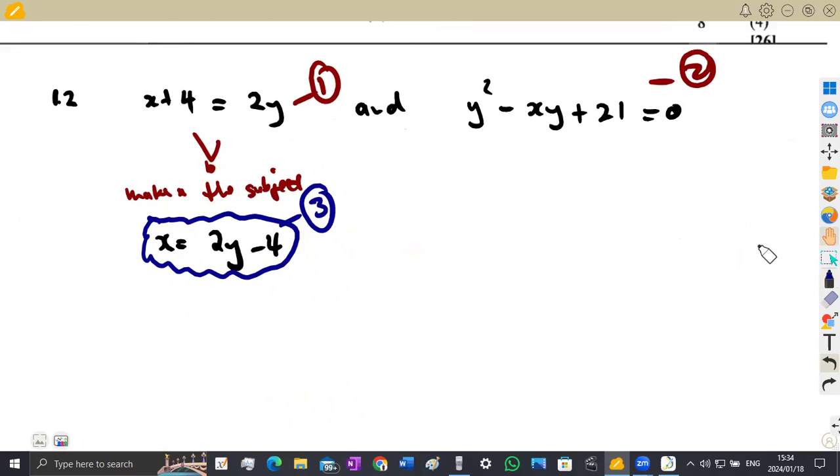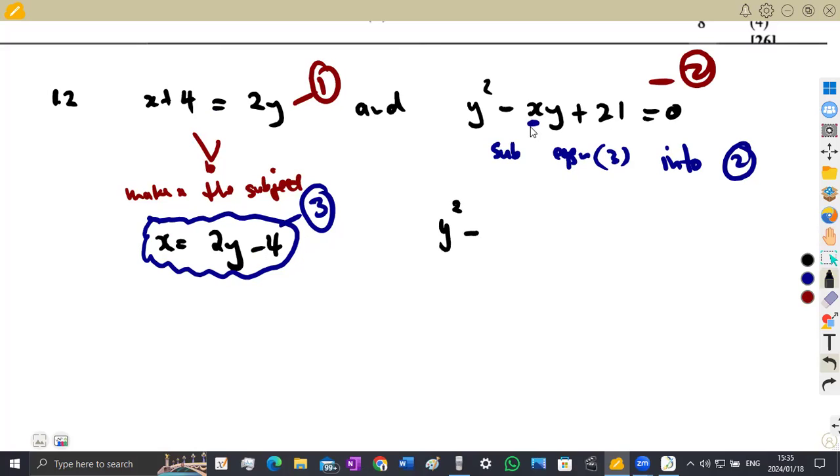No. You are going to substitute equation 3 into what? Into 2. All right, into equation 2. So wherever there is x, we're going to put this expression. So this will be y squared minus xy, which is the same as minus yx. So it's minus y times x. X is 2y minus 4, plus 21 is equal to 0.